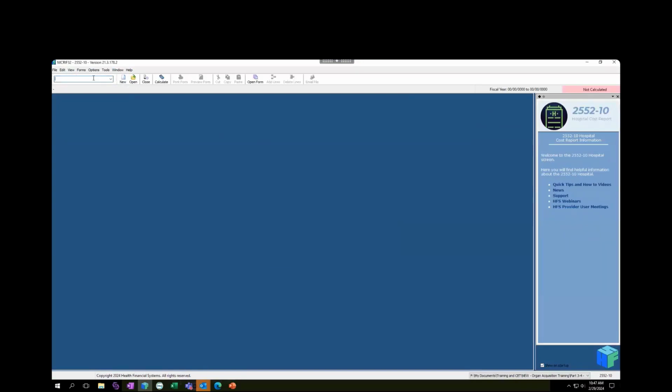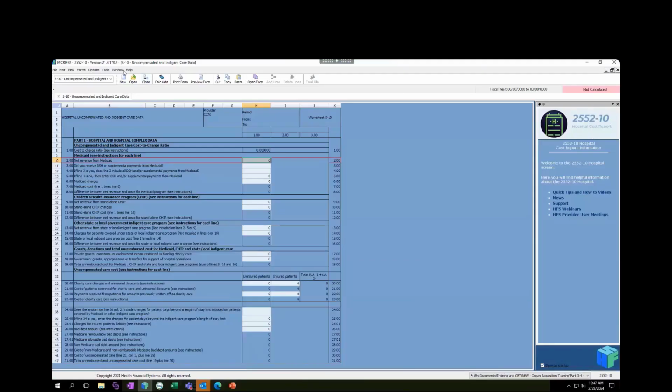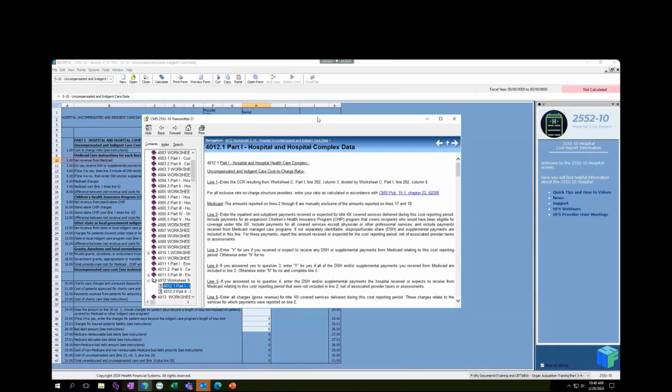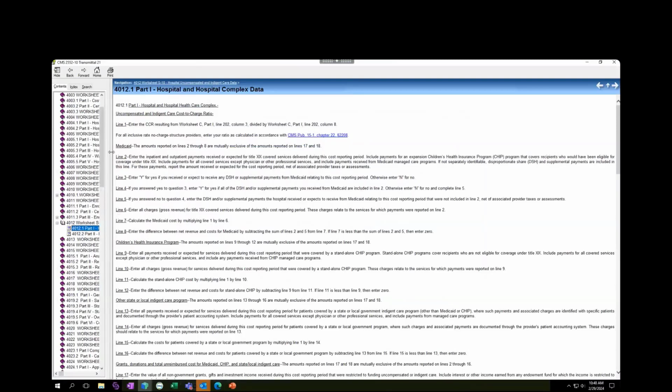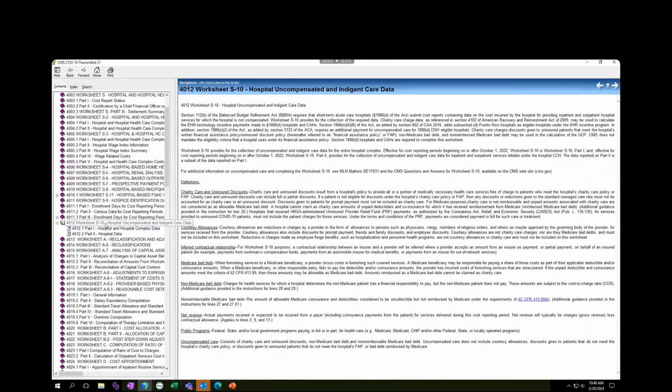Now let me open up this cost reporting instructions that I was getting to. And we'll look at S-10. Oops, let me get back to that here. So the S-10 cost reporting instructions, there are a couple things I want to point out here. This was all changed in T18, as I said. If you look at S-10, there are actually 3 different lines of information. The first one is just S-10 in general, which gives you an overview of the S-10 process.